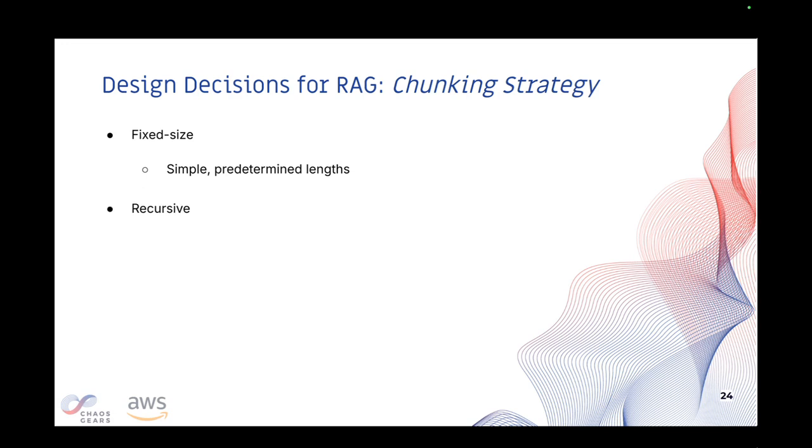The next one is recursive, where you use some hierarchical division. Let's say you have some PDF document that has some headings, maybe some paragraphs. You can use those sections to divide the document into smaller parts, and this is more structure-aware splitting.